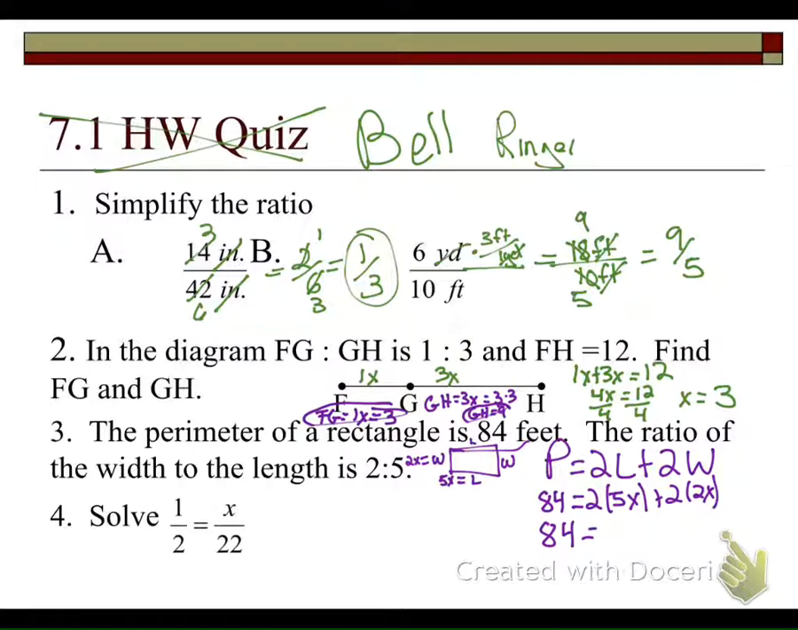So we have 84 equals 10x plus 4x. We have 84. I am out of space. I'm going to write it over to the side so that you guys can see it. So it's going to go right over here. We have 84 equals 14x.